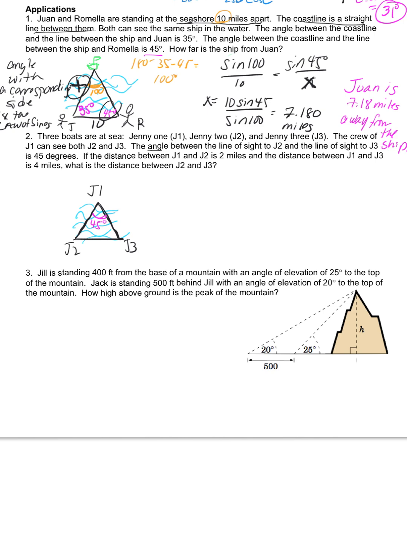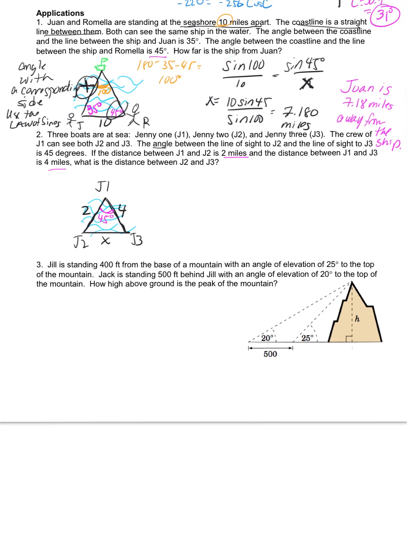The next thing is the distance between J1 and J2 is 2 miles, and the distance between J1 and J3 is 4. So J1 and J2 is 2, J1 and J3 is 4, and we want to find the distance between these 2.